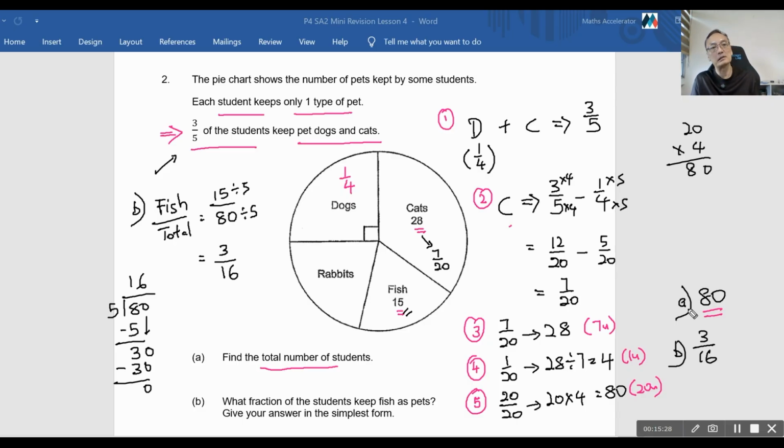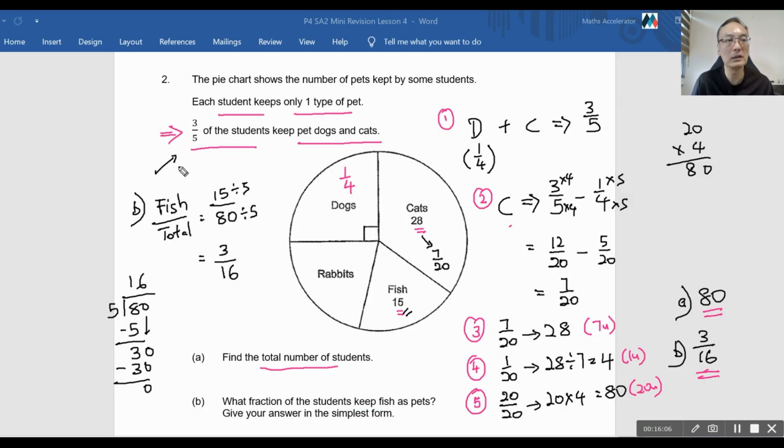Part B to me is very easy because we need to find the fraction of students who kept fish as pets. The students who kept fish as pets is 15, the total is 80. So 15 over 80, we just have to do one task, which is to simplify this fraction. So we do it easily by taking top and bottom divided by 5. 15 divided by 5 is 3, 80 divided by 5, we do a long division here and we find out it's 16. So that's how we arrive at this fraction.